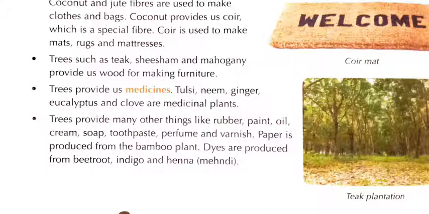So students, as we all know, plants are useful to us in many ways. That's why they are called our friends. Okay, so students, plants give us oxygen to breathe, food, flowers, shade and shelter. Plants also provide us medicines, spices, oil, perfumes, wood which is used for making furniture, fiber such as cotton and jute which is used for making clothes and bags, etc.